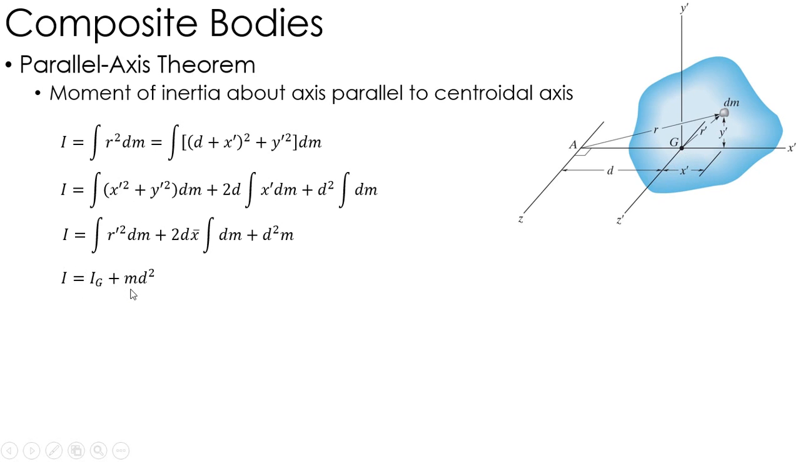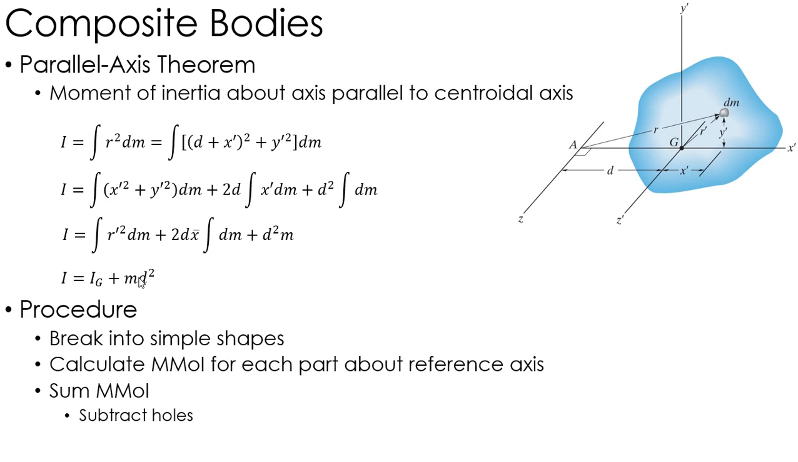So again, this is very similar to area moments of inertia, just using masses instead of areas. Then, as we've done before, you break up your composite body into simple shapes. You calculate the mass moment of inertia for each part about the reference axis, and then you sum those up, remembering to subtract the hole. So again, very similar to how we've done composite bodies in the past, just using masses, mass moments of inertia to deal with it here.